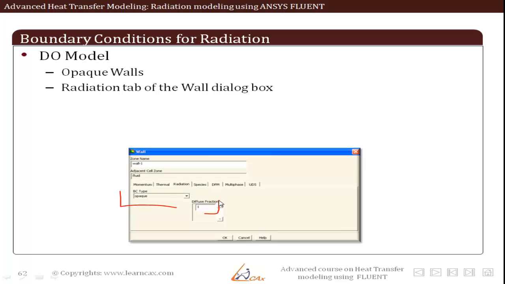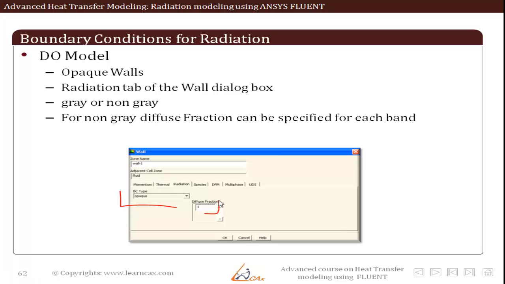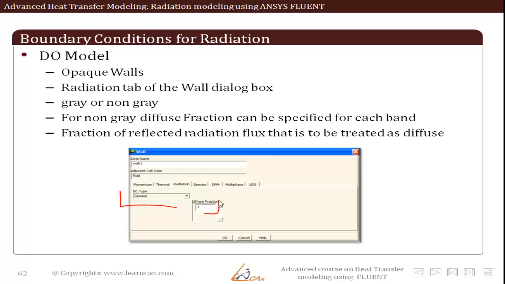This is where we specify the diffuse fraction. After you have selected opaque as the boundary condition type, you can specify the fraction of reflected radiation flux that is to be treated as diffused. By default, the diffuse fraction is set to 1, indicating that all the radiation is diffuse. A diffuse fraction equal to 0 indicates purely specular reflected radiation. A diffuse fraction between 0 and 1 will result in partially diffuse and partially specular reflected energy.